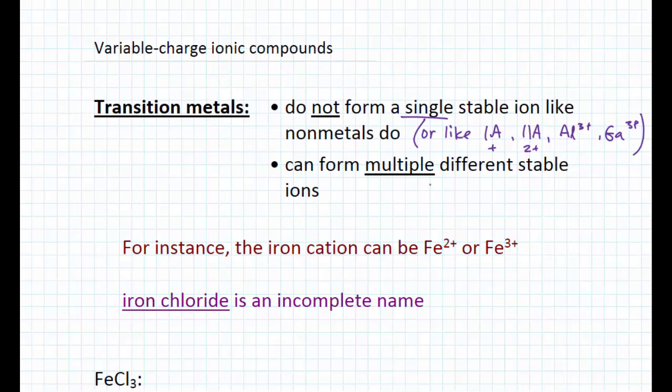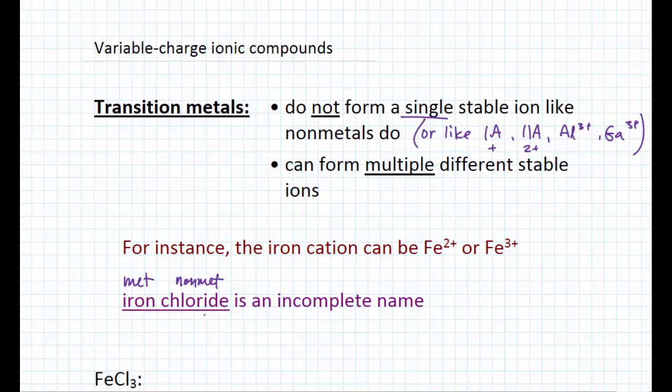So for instance, the iron cation in different compounds can be Fe2 plus or Fe3 plus. Okay? There are some iron 2 plus compounds, some iron 3 plus compounds. Just so happens that those two are both stable ions that iron can make. And other transition metals have a similar sort of deal. They can make 2, 3, some of them make several, like 6 different ions. Okay? So for that reason, a name like iron chloride is an incomplete name. Okay? We know that it must be ionic because iron is a metal, chlorine is a non-metal.